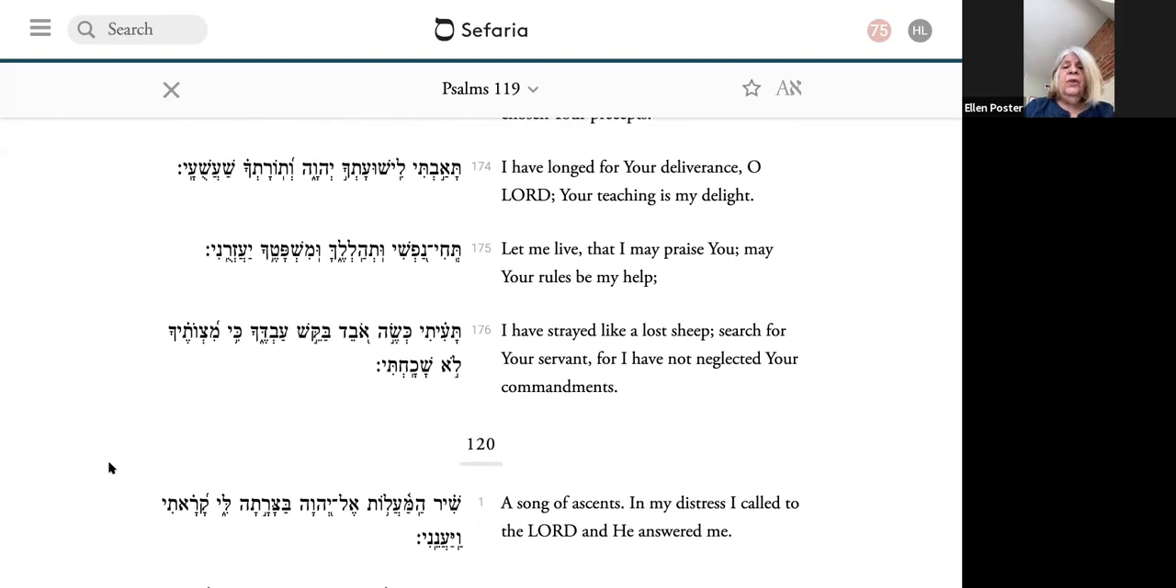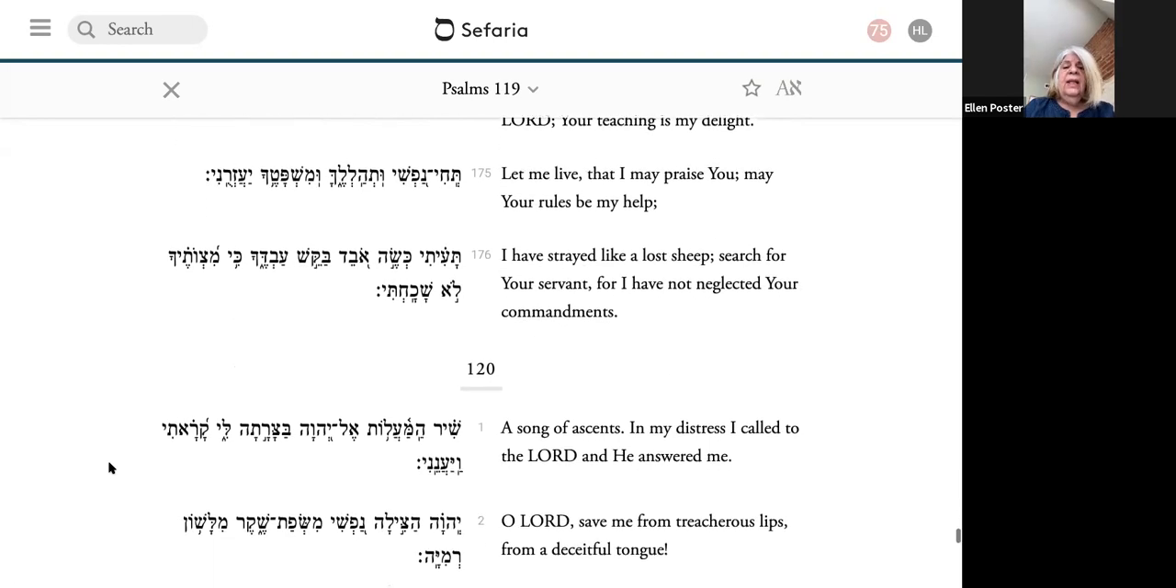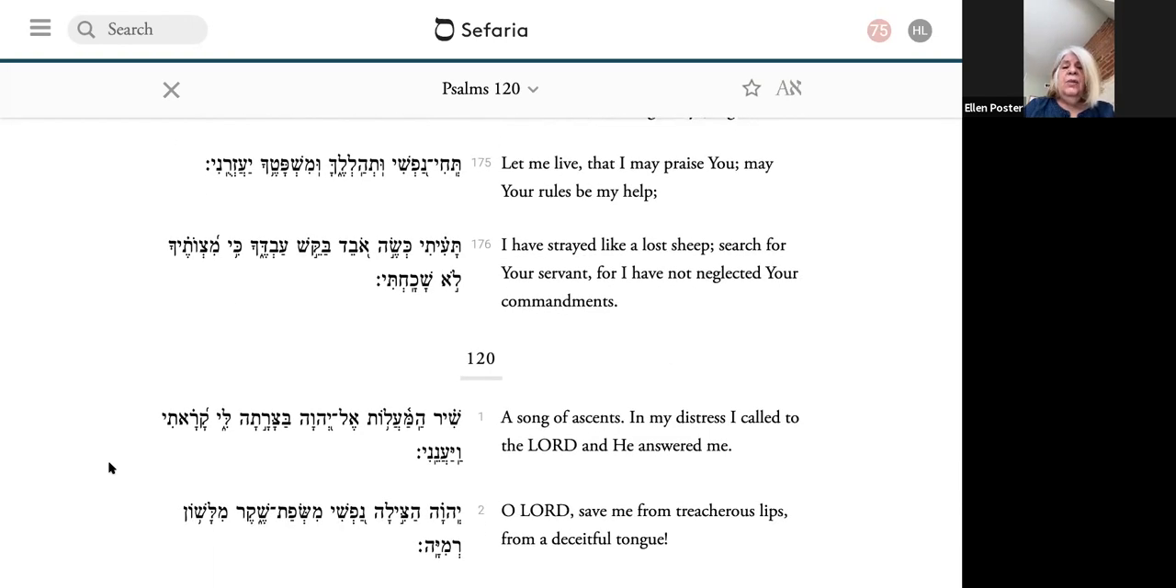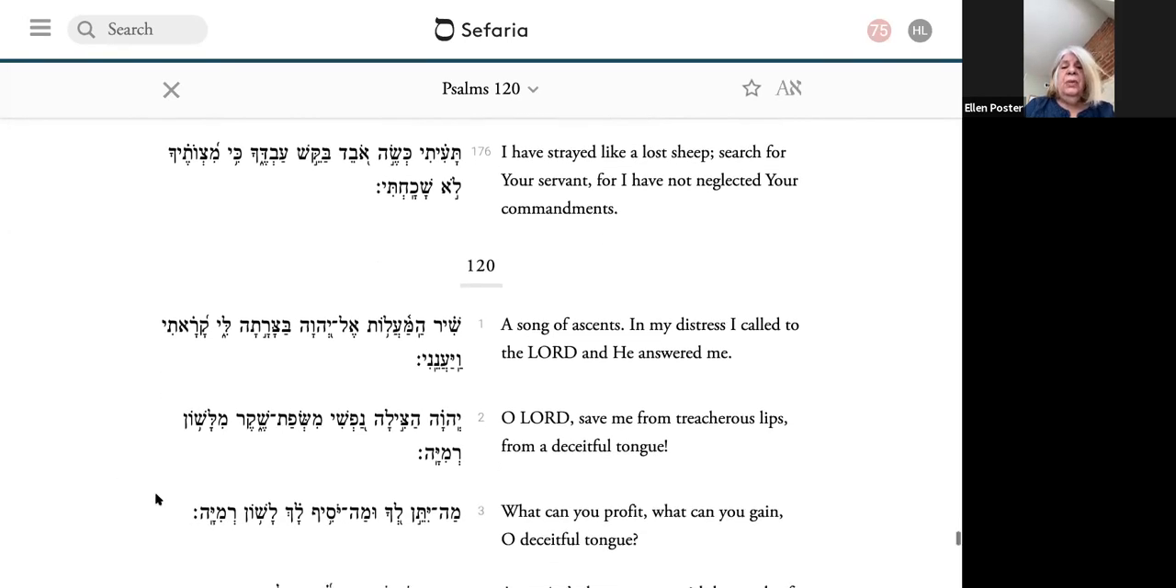I have longed for your deliverance, O Hashem. Your teaching is my delight. Let me live that I may praise you. May your rules be my help. I have strayed like a lost sheep. Search for your servant, for I have not neglected your commandments.